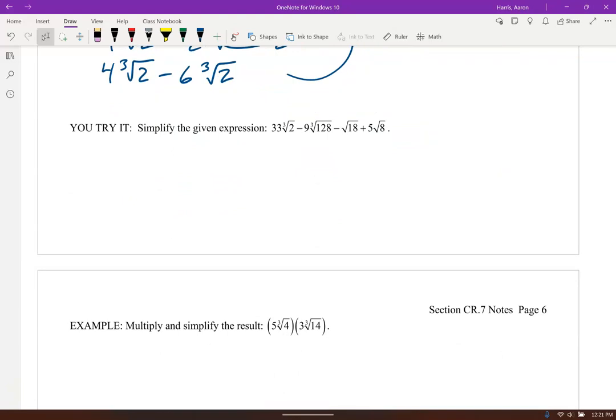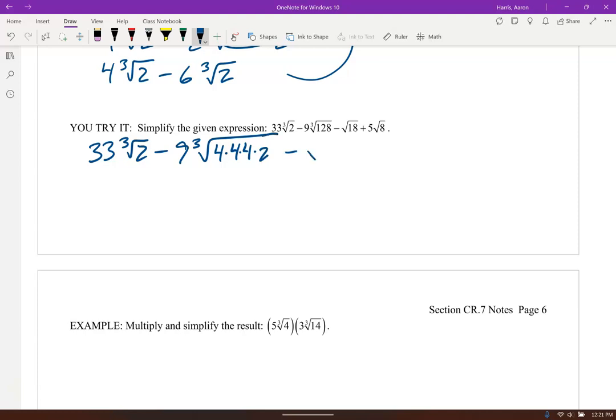All right, let's keep going. We've got 3 times the third root of 2 minus 9 times the third root of 128. Let's see, 128 divided by... what is that, 8 times 2? 64 and 2. Yeah, so that'd be 4 and 4 and 4. There's my 64, there's my 2.